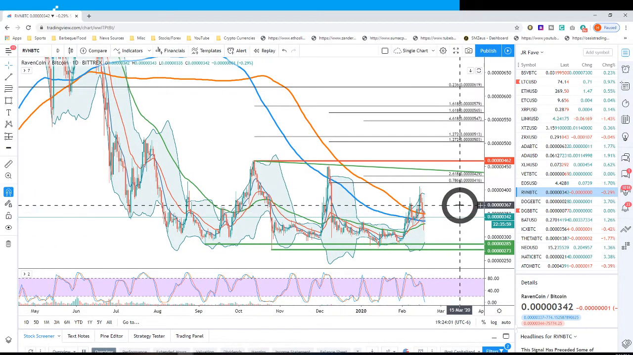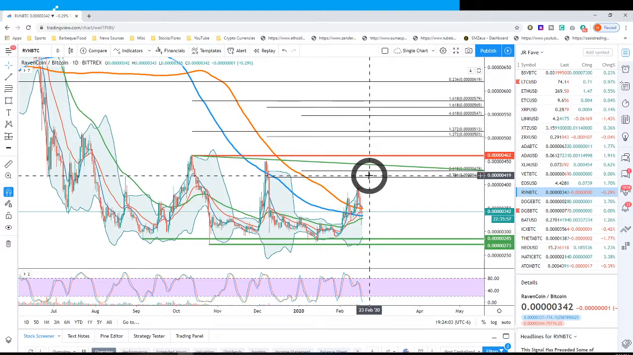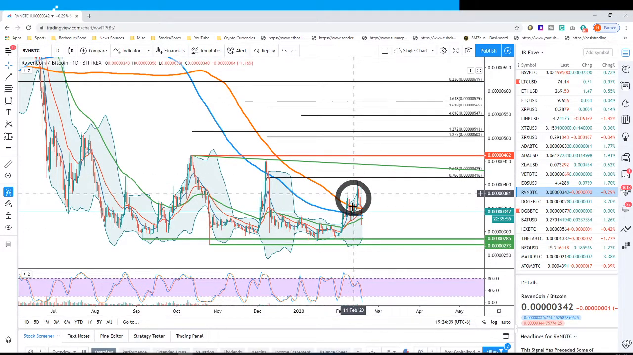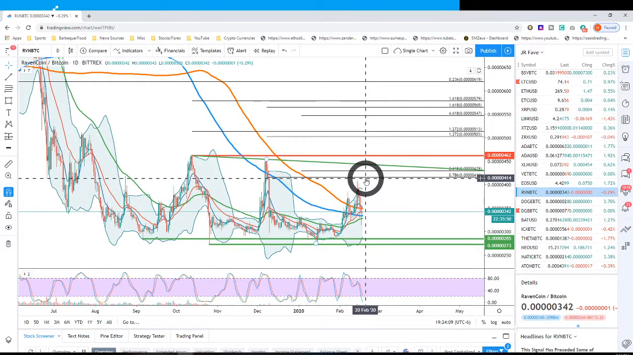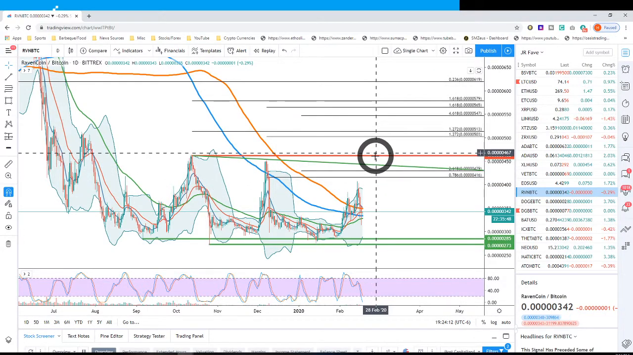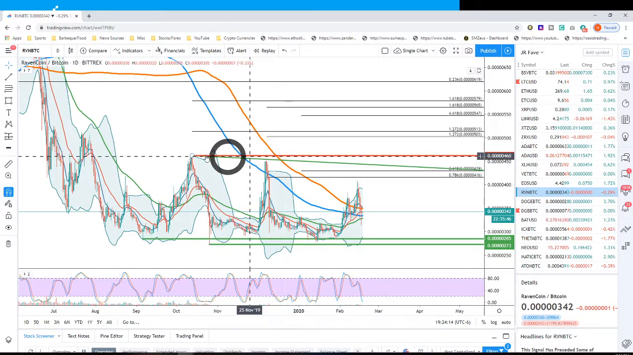So we'll throw that in there for future reference. 78.6 held it on that bounce move. So it's going to need back above there to be able to get up and test that trend line, and especially this support or resistance over here. So that's what I've got on RVN.